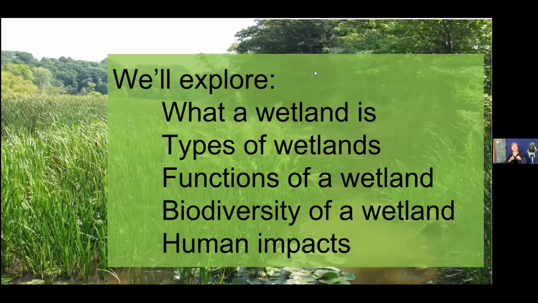What I'd like to do today is take a look at what a wetland is. We're going to take a quick look at the different types of wetlands and the functions of a wetland. Why are wetlands so important? We're also going to look at the biodiversity of a wetland, and then wrap it up with looking at what some of the human impacts are, but also what we are doing about it at RBG, and whether there is something that you can do to help with this.